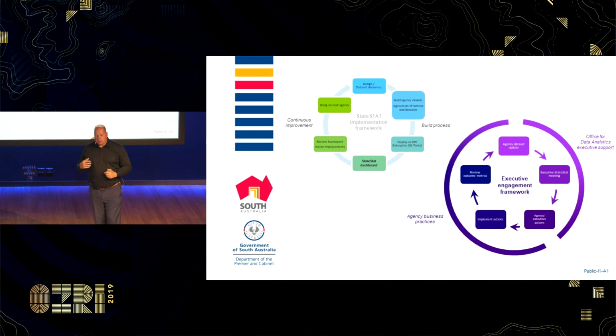So in a sense, what does StateStat look like? Well, the StateStat implementation framework is this circle of life. Really at the end of the day, we start the build process, we go out there, we put all the things together that we're looking for, we work with the agencies, bring them on board, then we create the StateStat dashboard for that part of the business, and then we go through a continuous improvement program with them. So it's this evolution that's going to continue moving forward, and I think this is the important part here.